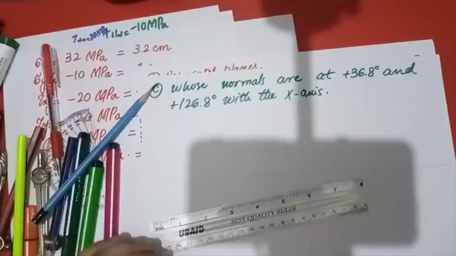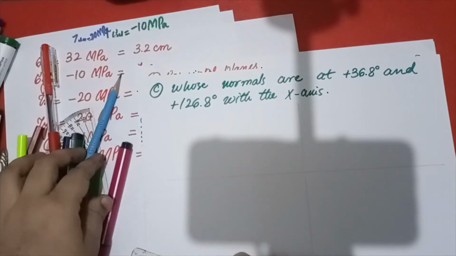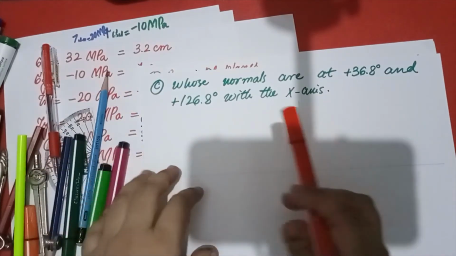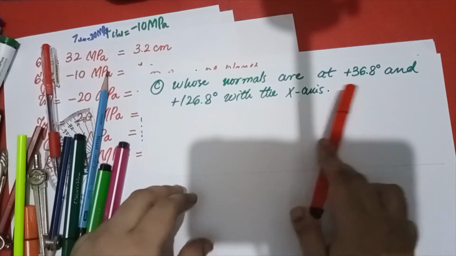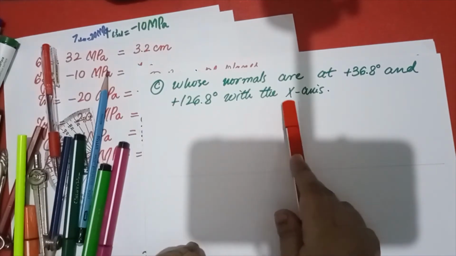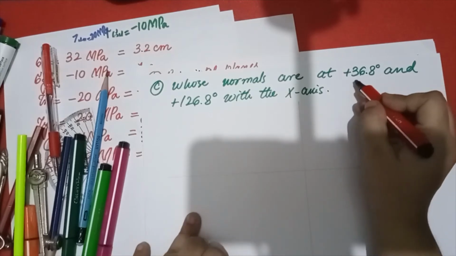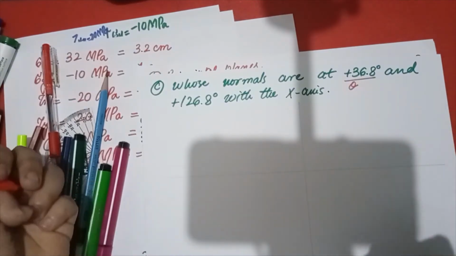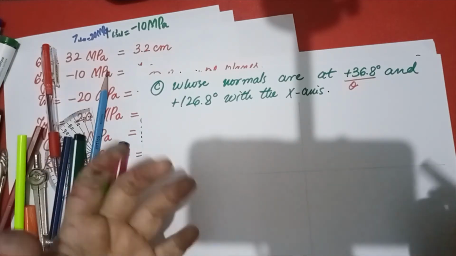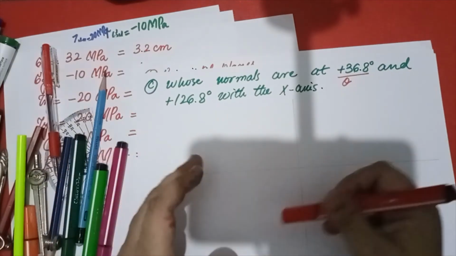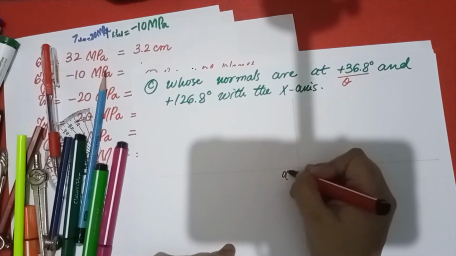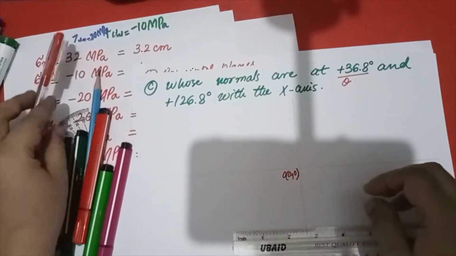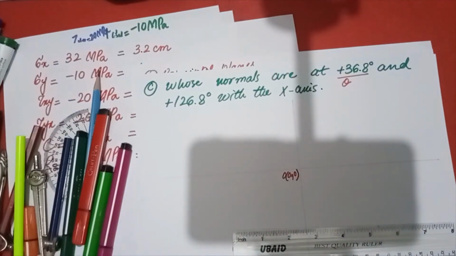Okay, done. Now in this part C, what we have to do, obviously as it is written, is find the plane whose normals are at plus 36.8 degree and plus 126.8 degree with the x-axis. In this case, theta is given to us, so we have to take 2 theta on the Mohr circle. But before that, I have to construct the Mohr circle according to all the values. So this is our origin 0, 0, and the value of C is 1.1 ampere.